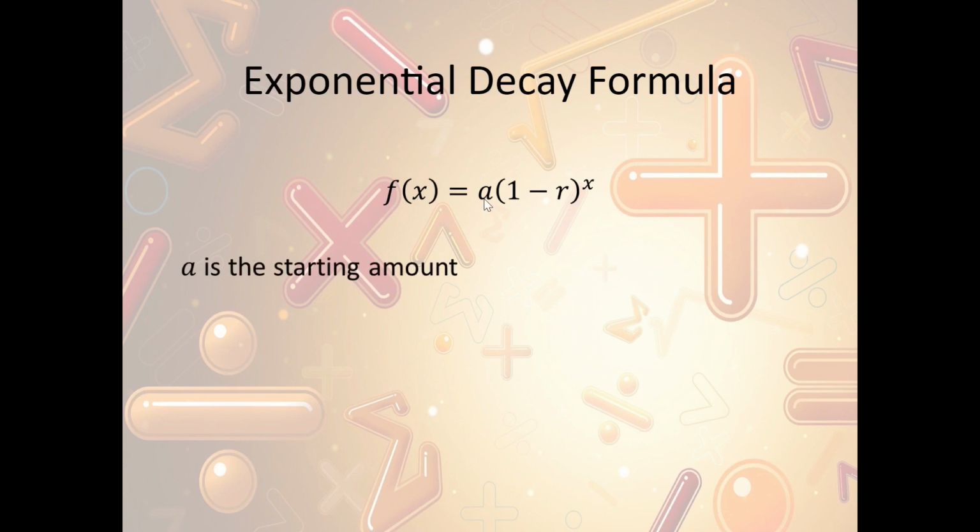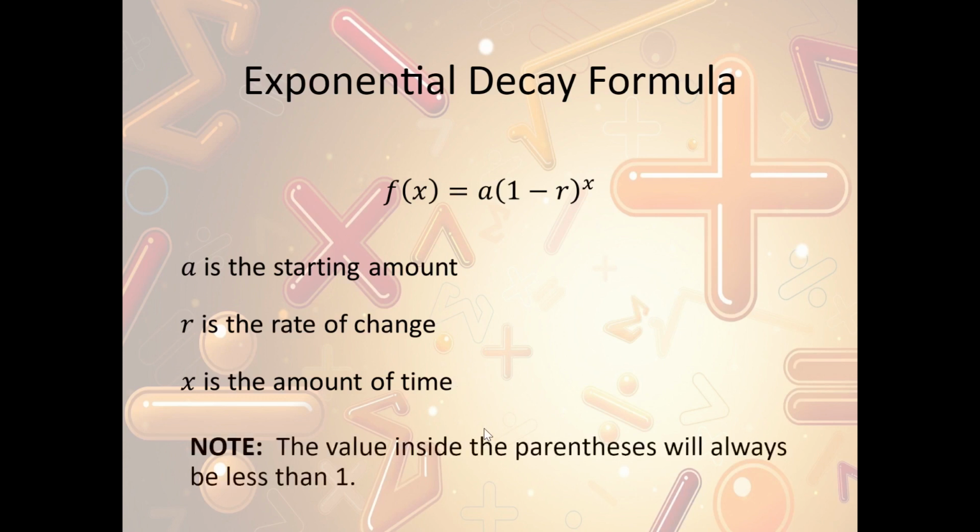So if we were talking money that we owed, well, that might be a, right? So that's our starting amount, how much we owe. r is the rate of change. How much are we paying each month? x is the amount of time. So let's say we're paying it off in 12 months.